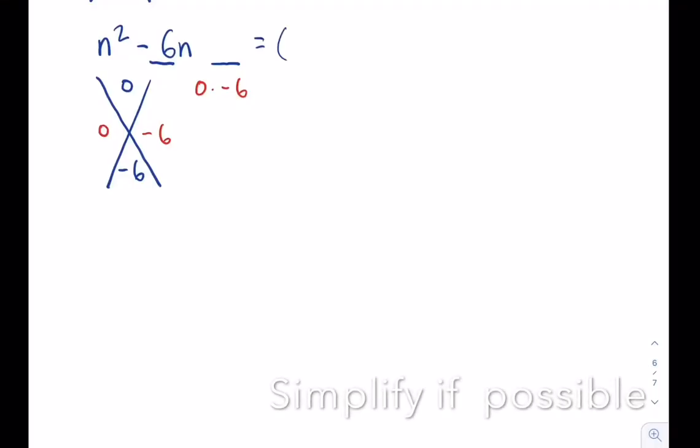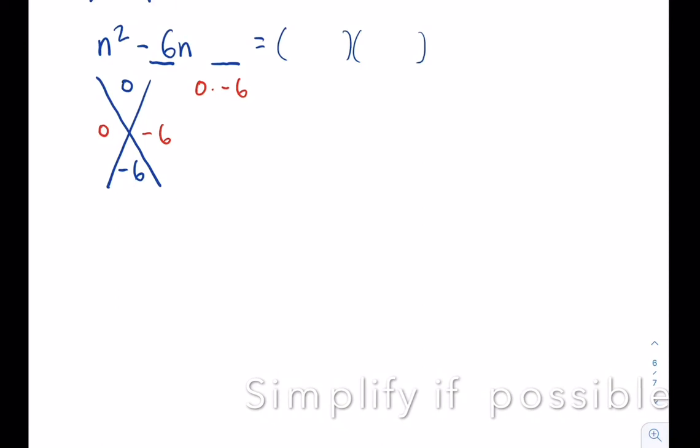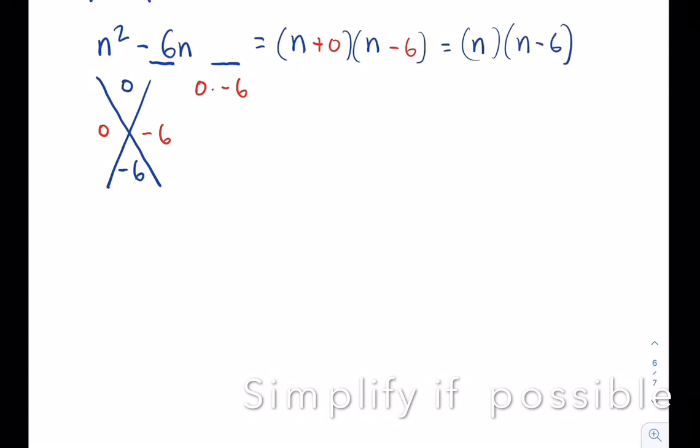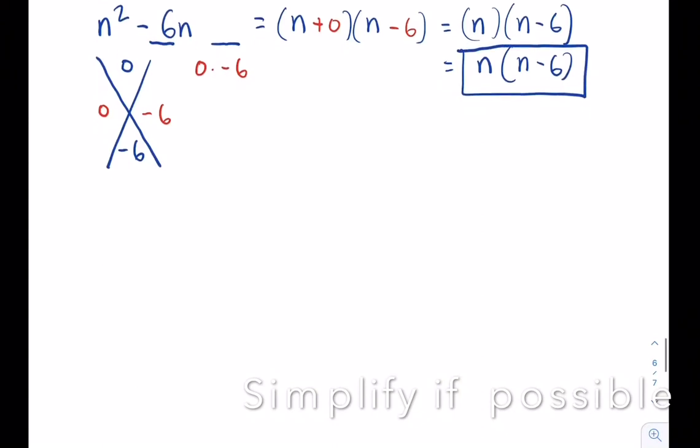So our factored form, we have two factors, and now we're using n, right? So it's going to be n, and our two numbers are 0 and negative 6. We have plus 0, minus 6, and you can simplify that to n times n minus 6, because n plus 0 is n. And then you can take away the parentheses for the first part, so n parentheses n minus 6. So that'll be our factored form when one of them is 0.